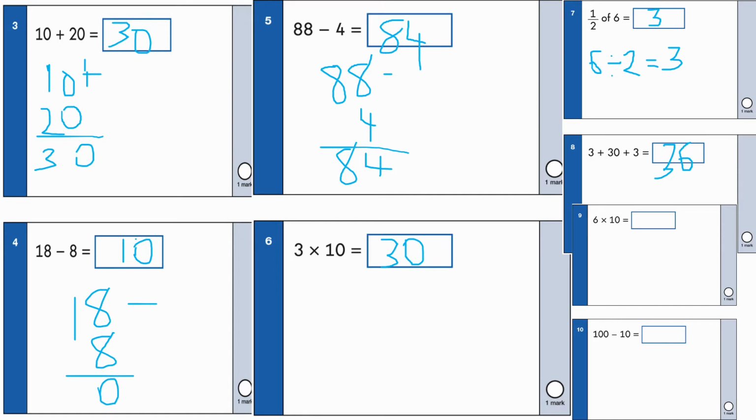This is question number 9. 6 times 10. Okay, it's going to be 60. Okay. This is question number 10. 100 take away 10 is 90. Okay, because 90 plus 10 is 100.